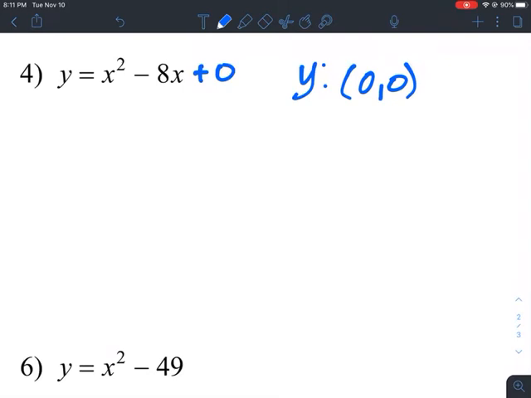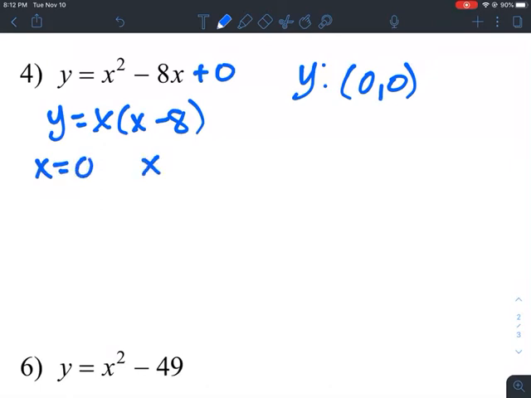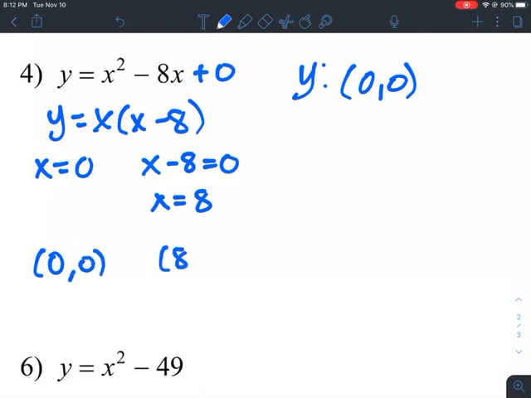Now, as far as factoring this, when there's two terms and they both have an x, the only thing you can really do is just factor out an x, okay? So x times x minus 8. Now that I have it factored, I set each factor equal to 0. The first one's already solved. This one, I just flip the sign. So this touches the x-axis at the points 0, 0, and 8, 0.